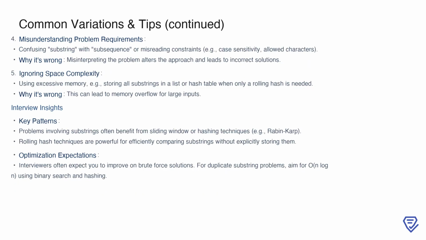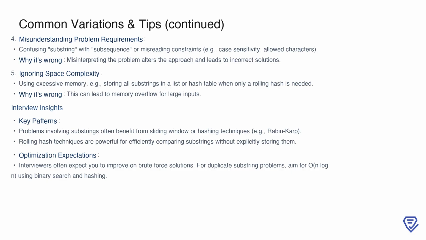Another pitfall involves misunderstanding the problem requirements. A common confusion is mixing up substring and subsequence, or misinterpreting constraints like case sensitivity or allowed character sets. Misreading the problem can lead to an entirely incorrect approach. Additionally, ignoring space complexity can cause problems. For instance, storing all substrings in a list or hash table can consume excessive memory, especially when a rolling hash would suffice. This can lead to memory overflow for large inputs.